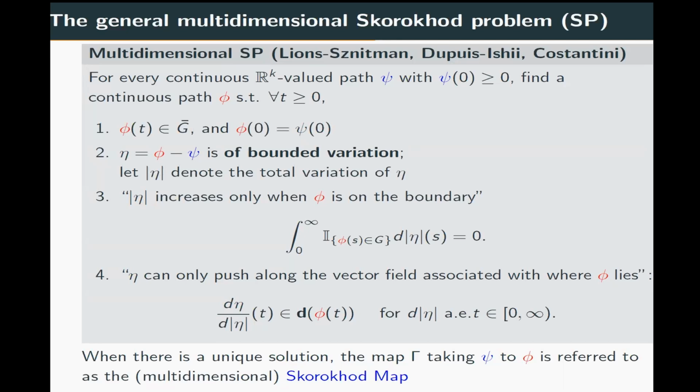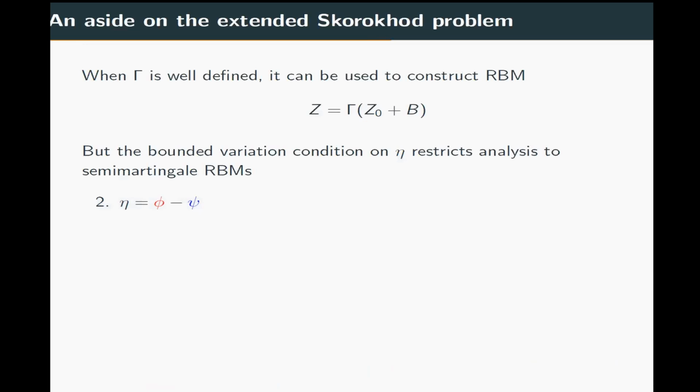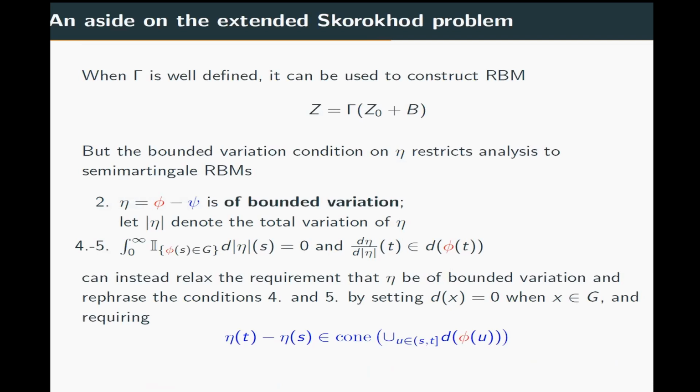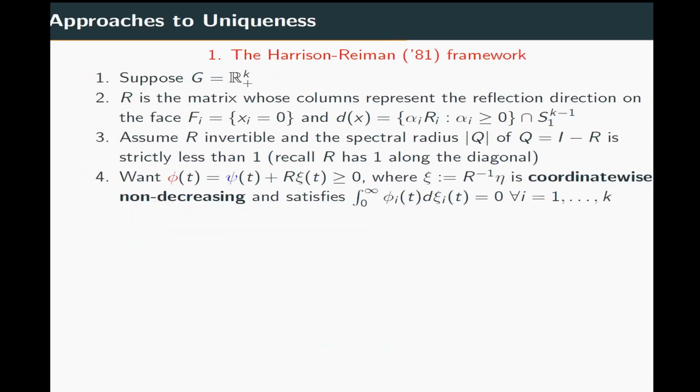Of course, I told you before that this is a little bit arbitrary, because if you use this to define RBMs, even when gamma is well defined, it can preclude you from studying non-semi-martingales. If you use it like this, then you know that what you add here will always be something of bounded variation, so you'll get a semi-martingale. But you can actually change these conditions. I'm not going to go into that today, but I just want to mention that you can change these conditions so that you can do a pathwise analysis of non-semi-martingales as well. But that's not my focus today.